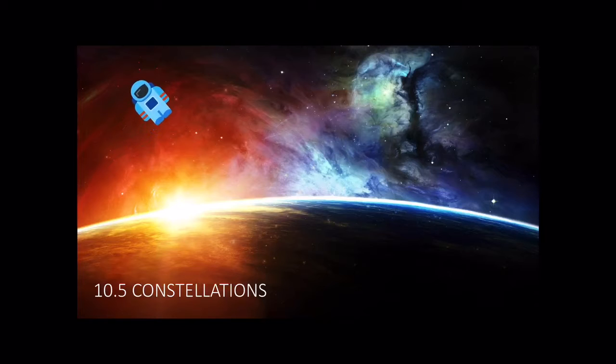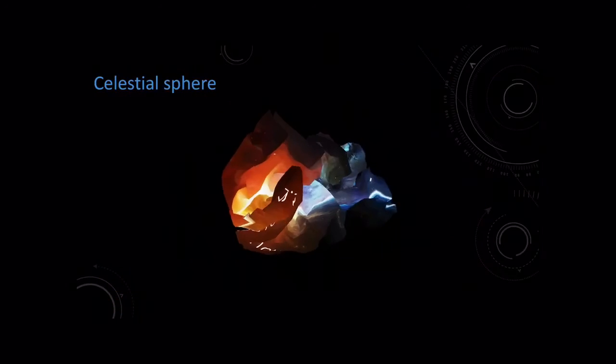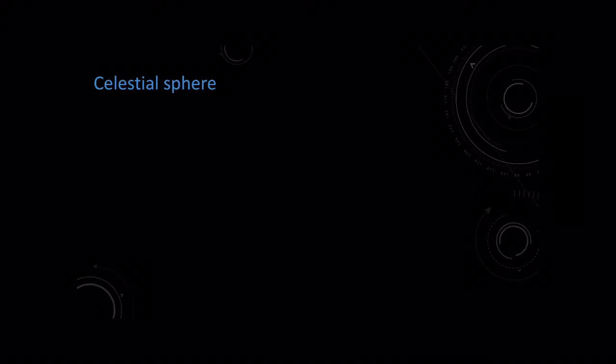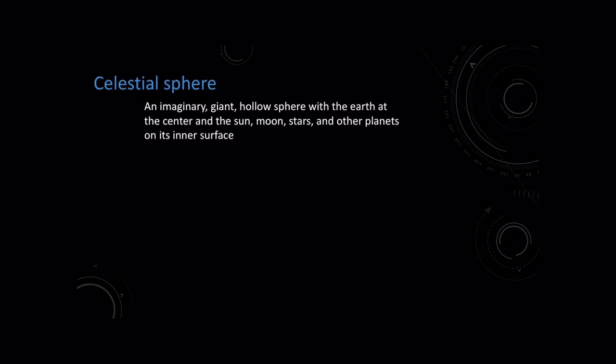All right, 10.5 is constellations. So we start out in our textbook by talking about the celestial sphere. This is an imaginary giant hollow sphere with the Earth at the center and the sun, moon, stars, and other planets on its inner surface.